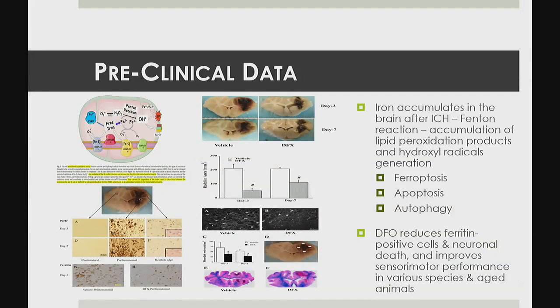But anyway, treatment with deferoxamine reduces the ferritin positive cells around the hematoma. It reduces neuronal death around the hematoma. And when you do behavioral testing in animals, it improves outcomes. So it's like a wonderful drug in animal models. This has been shown in rats and it has been shown in pigs.